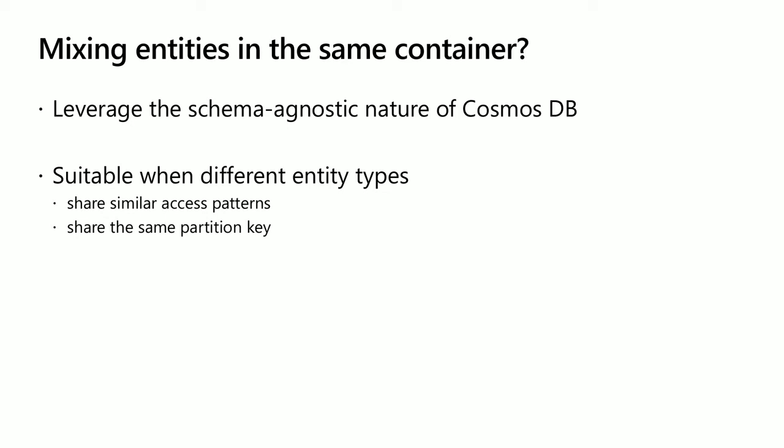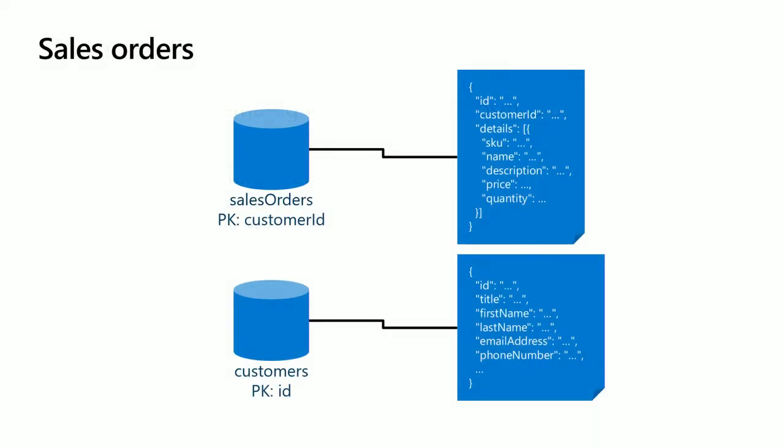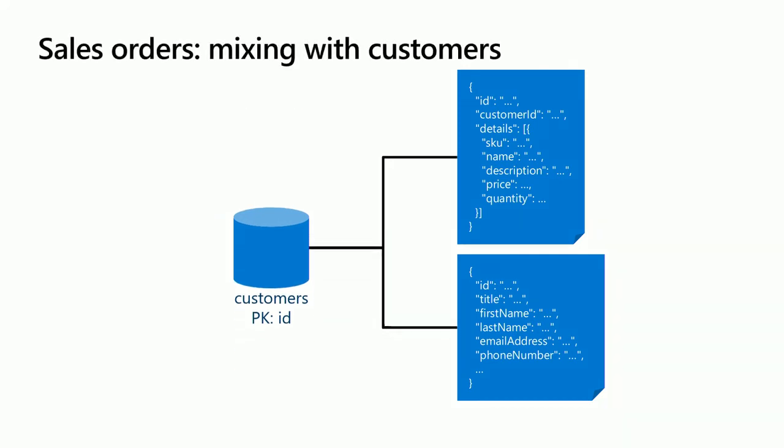And it's also suitable, like in our case, when those different entity types share the same partition key. So instead of having separate containers for customers and sales orders, I'm going to put both of them in my original customers container. Doing that, I need to slightly adjust the partition key of my customers container.